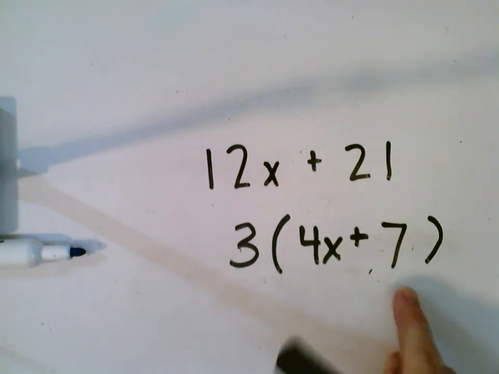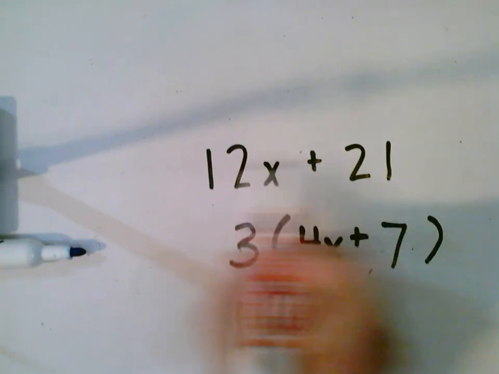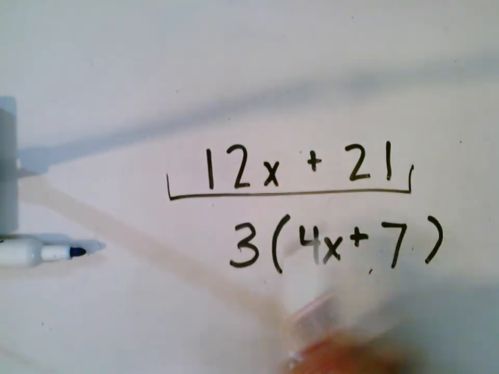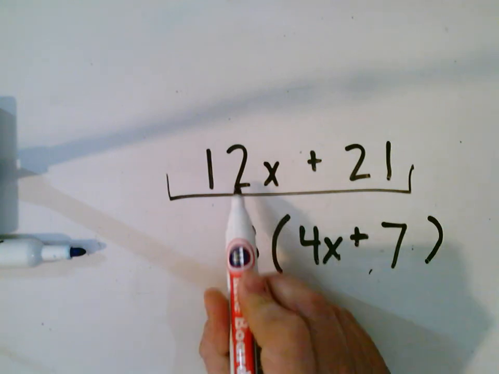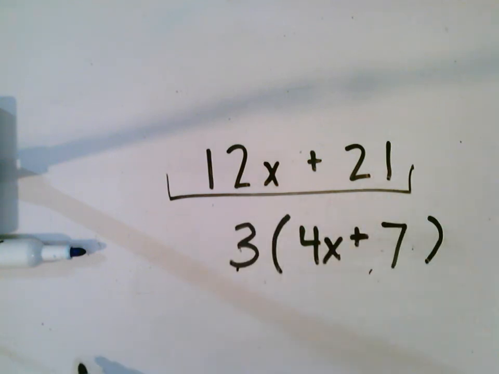Okay, so that's what you're going to do in today's Kami page. You're going to take the expression, you're going to factor out its greatest common factor. You're going to divide each term by that greatest common factor. All right.